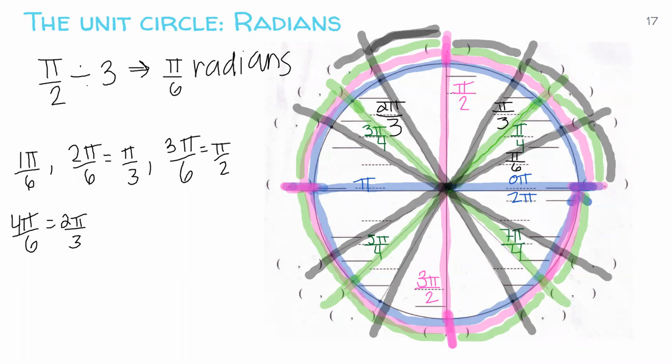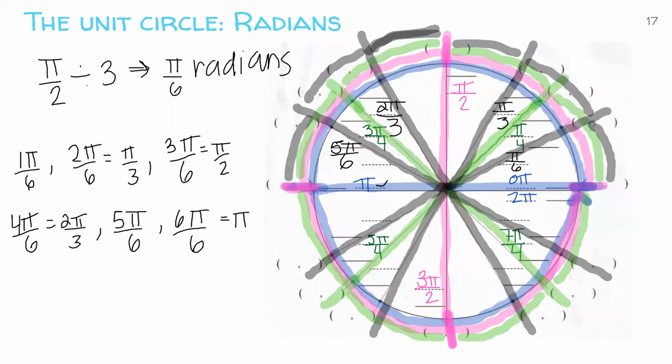The next arc length is going to be 5 pi over 6, adding on 5 pi over 6, which does not reduce. So this measure is 5 pi over 6. Continuing on, I end up with 6 pi over 6. And what do you know? That just reduces to pi. And we already have pi. That's this radian measure, that arc length. Then continuing on with the pattern, we just keep adding on 1 pi over 6 each time.